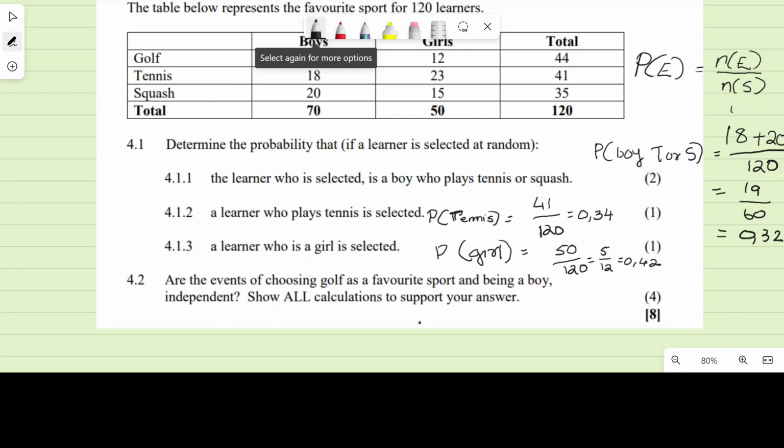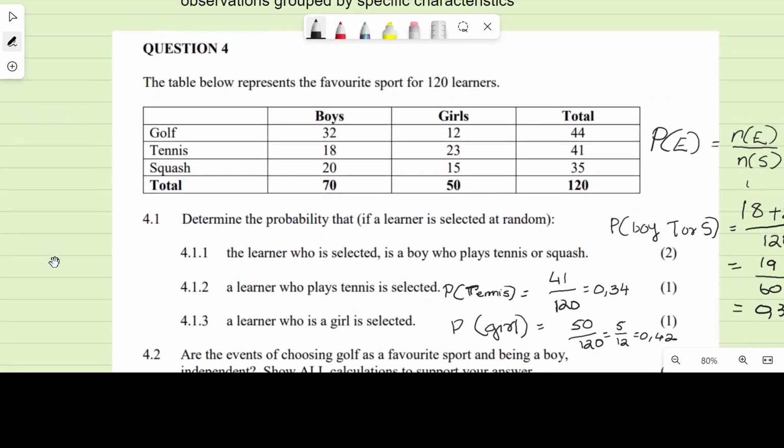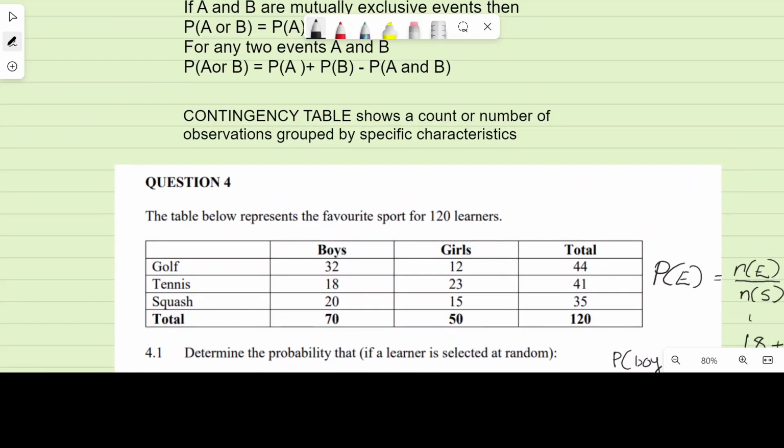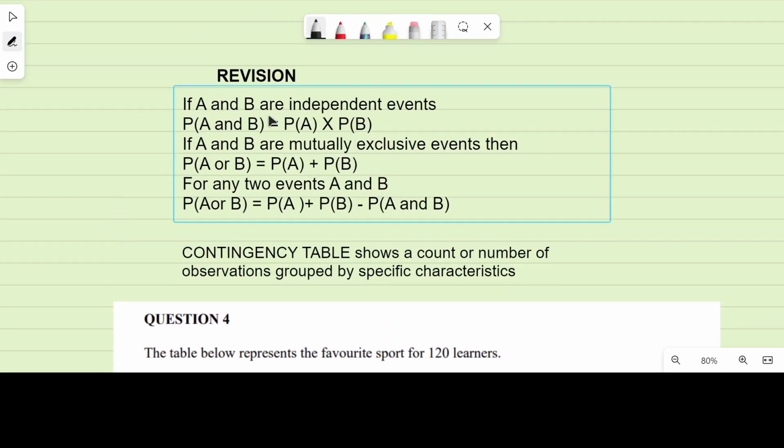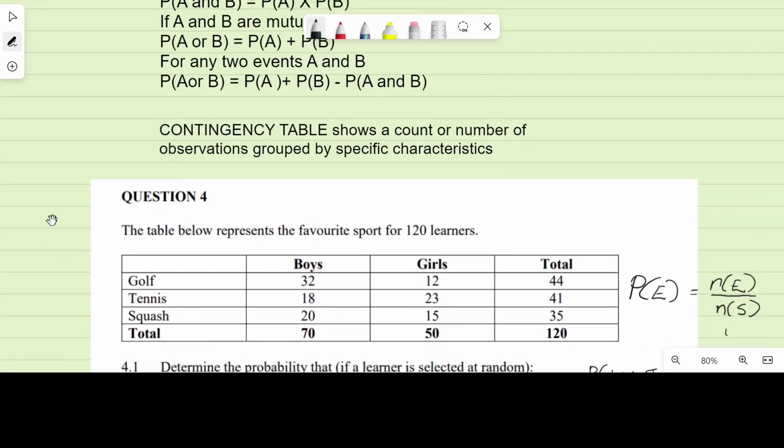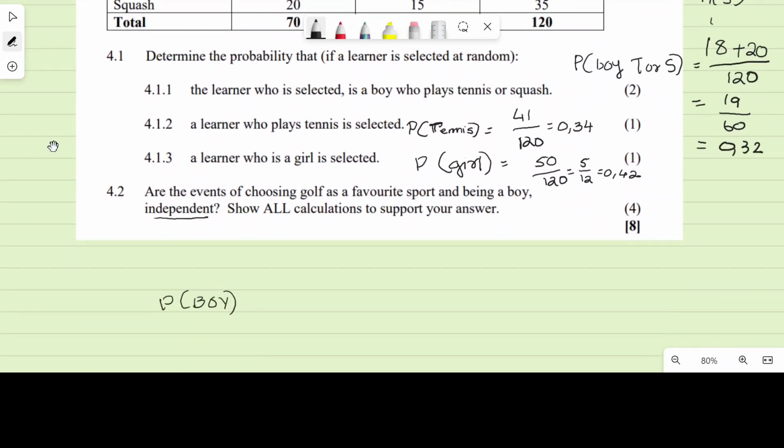Now 4.2: are the events choosing golf as a favorite sport and being a boy independent? When the question is about independent events, you must remember the formula for independent events, which is not in the formula sheet. The probability of A and B will be equal to P(A) times P(B), which is what we wrote in the beginning. If two events are independent, then P(A and B) equals P(A) times P(B). So we are going to use that formula in this question. Let's see how we use it.